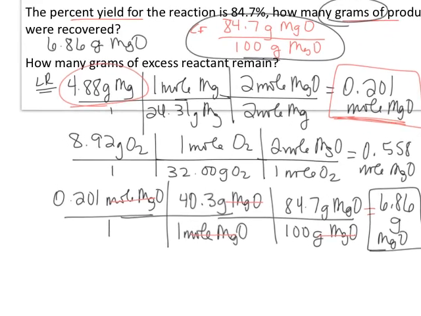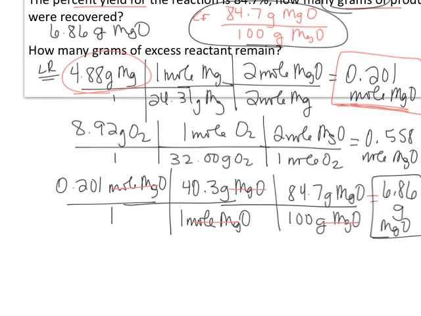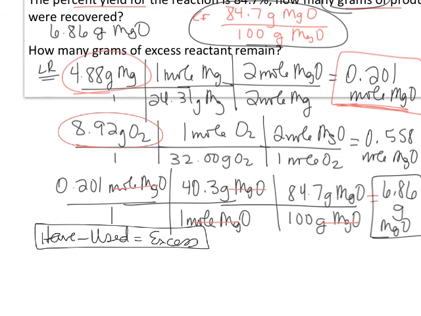Then the last question here is how many grams of the excess reactant remains? So they're asking about oxygen here. Once again, we apply the have minus used equals excess. Where do you find the have? Find the have in your starting problem. So you have, and it asks for grams of excess. So 8.92 grams of oxygen is what you have.